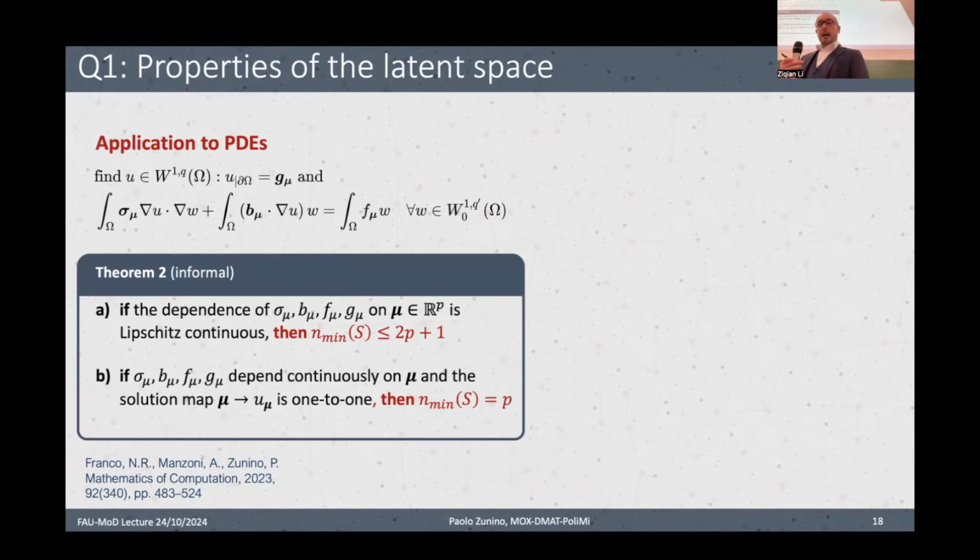And more, if the parameter-to-solution map is also bijective, then this minimal latent dimension becomes equal to the topological dimension of the solution manifold, basically equal to p. So by p latent variables, we can reproduce the entire solution map. Okay?